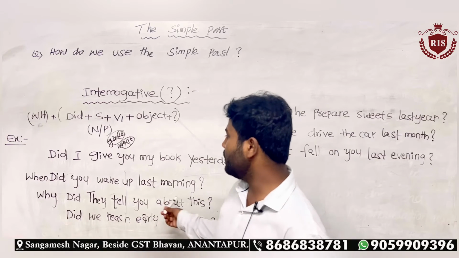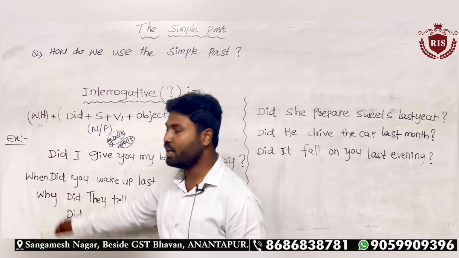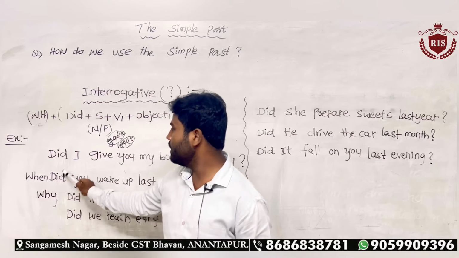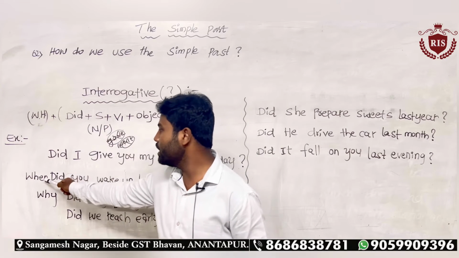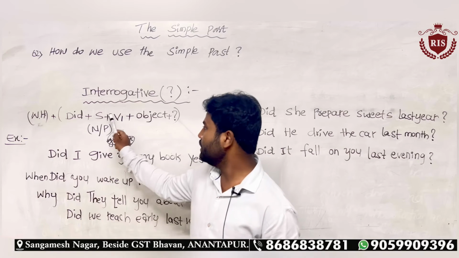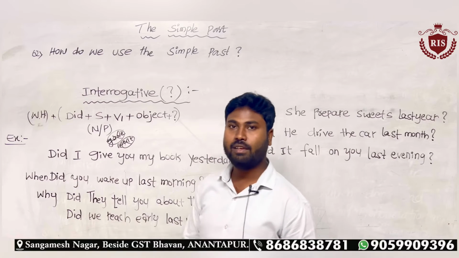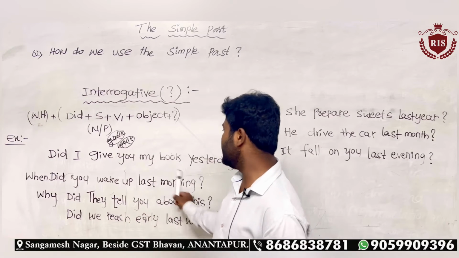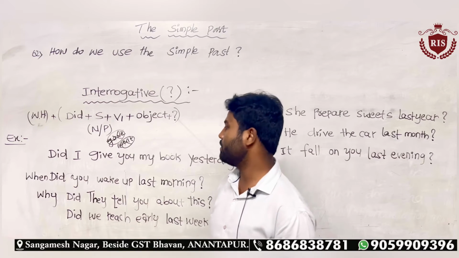Next, here we have used the formula: the WH word we have placed, and also the did auxiliary we have placed in the beginning of the sentence after the WH word. Then the subject we have taken, and as per this formula we have used the V1 verb and the object as follows. Last morning is a keyword and it ends with a question mark.